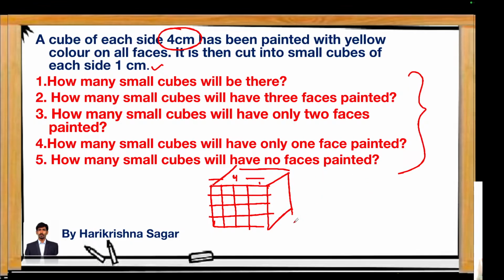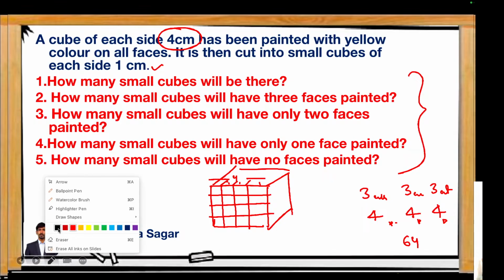How many smaller cubes will you be getting? How many cuts are you making here? 3 cuts, right? So 3 cuts on the x-axis, 3 cuts on the y-axis, 3 cuts on the z-axis. 3 cuts will make 4 pieces, 4 pieces, 4 pieces. And to get the total number of pieces, you just multiply them. 4 cube is equal to 64. Answer for question number 1 is going to be 64. So you can directly mark the answer choice as 64 here.